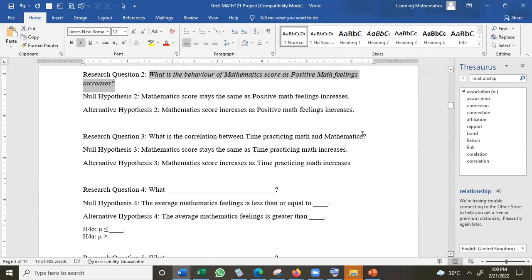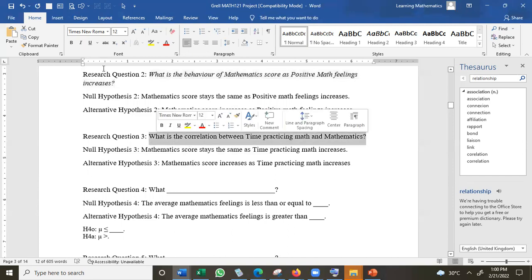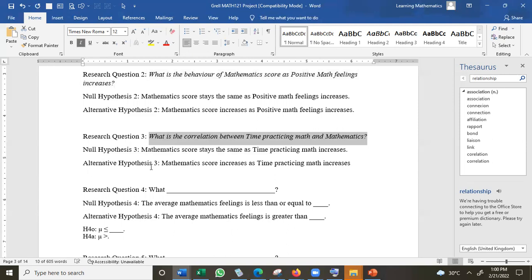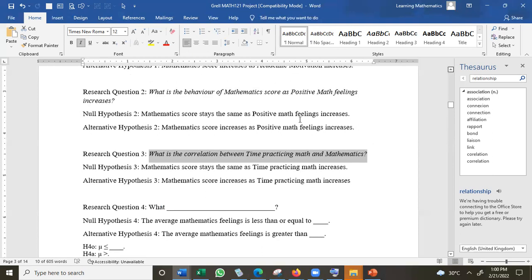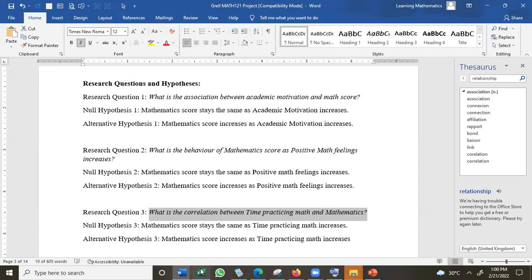Okay, so you have to complete these research questions and rephrase them to match the hypothesis that is there. I'm missing number 4 to do. The hypothesis just says the average mathematics feeling is less than or equal to a certain number. So that is hypothesis testing. We have to put a number there and complete the research question. During hypothesis testing, you get a clear idea as to how to complete those research questions.